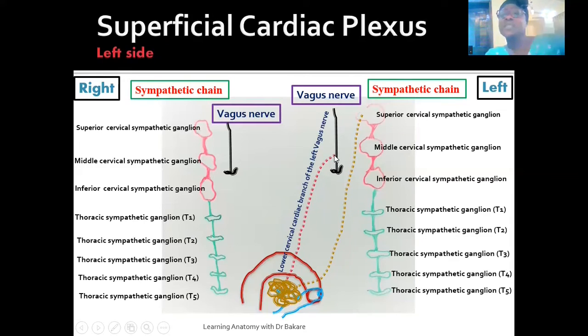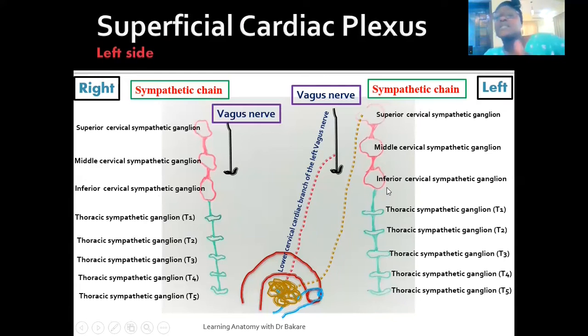Remember, we talked about the upper and the lower cervical cardiac branches of the vagus nerve. So this is the lower cervical cardiac branch of the left vagus nerve. You can see that the formation of the superficial cardiac plexus is limited to only the left side. It does not receive any contribution, either sympathetic or parasympathetic, from the right side. So in case we're asked during examination, it is strictly limited to the left side.